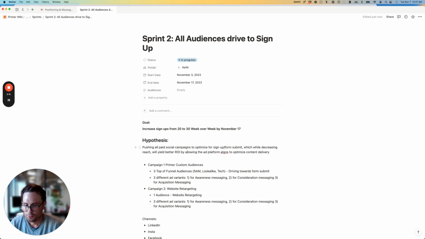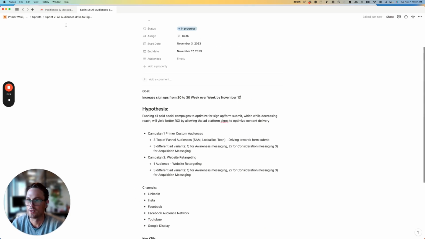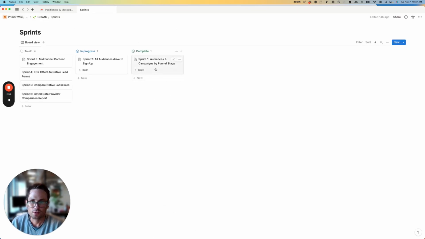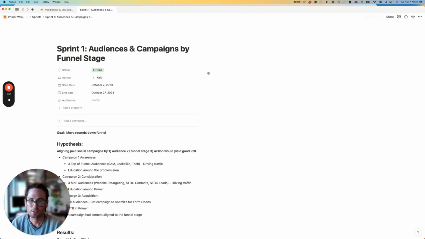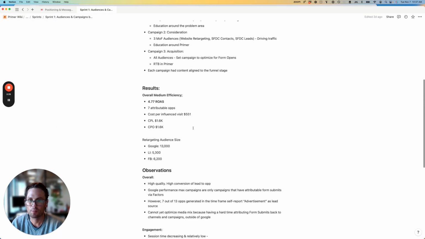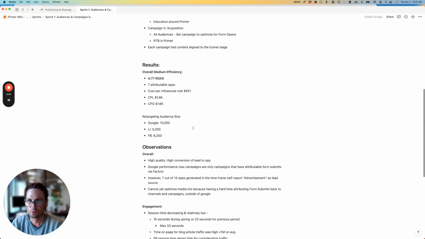We've got our different campaigns that we're going to run, our different channels, and then our key KPIs, which are obviously our weekly sign-up trend, our first visit to sign-up elapsed time, and our cost per acquisition. If we look at a completed sprint, you'll see that we fill in a number of other key items. So in addition to our goal and hypothesis and KPIs, we share the results.